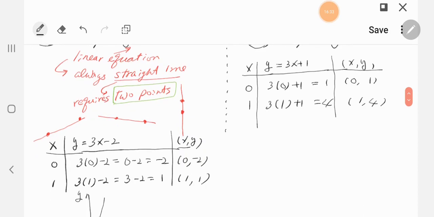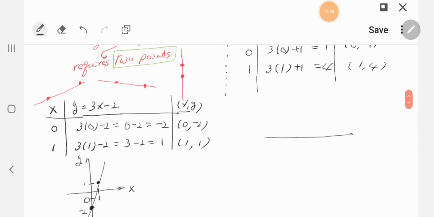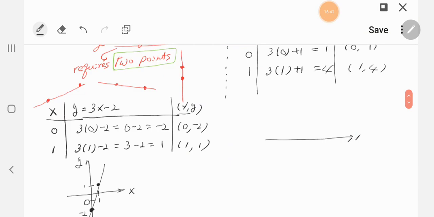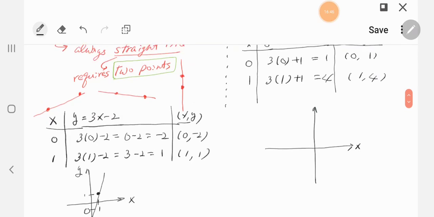Then draw a horizontal line and a vertical line. So x equals 0, y is 1. This is the y-axis: 1, 2, 3, 4. The first point is when x equals 0, y equals 1. The second point is x is 1, then y is 4, so going 4 units up. So this is the second point.